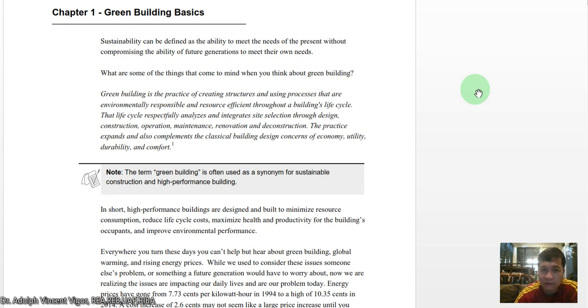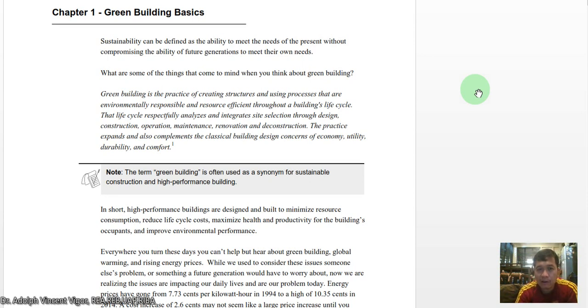So then what are some of the things that come to mind when you think about a green building? A green building is the practice of creating structures and using processes that are environmentally responsible and resource efficient throughout a building's life cycle. The life cycle respectfully analyzes and integrates site selection through design, construction, operation, maintenance, renovation, and reconstruction. The practice expands and also complements the classical building design concerns of economy, utility, durability, and comfort.